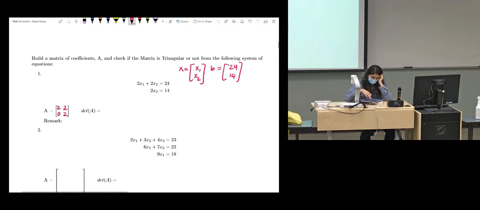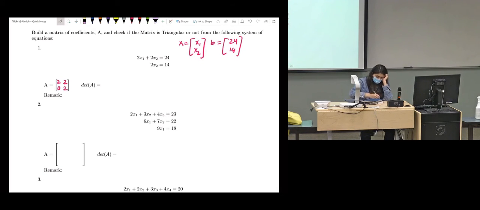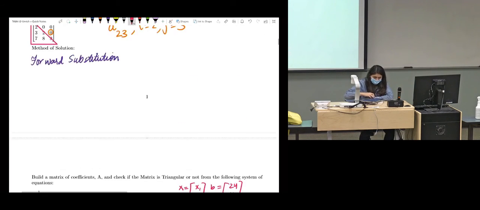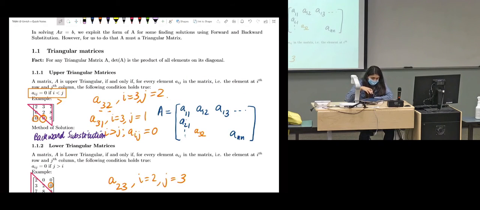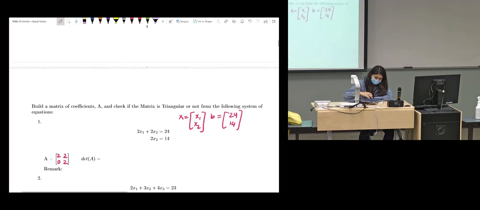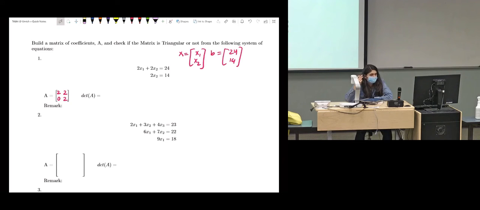From our discussion of triangular matrices, we can see that this is indeed an upper triangular matrix. We also know from our facts that the determinant of a matrix that is triangular is given by the product of all the elements on its diagonal. Now, for a 2 cross 2, however, we know how to calculate a determinant, so I'm just going to do it so that we can see if it's actually true.